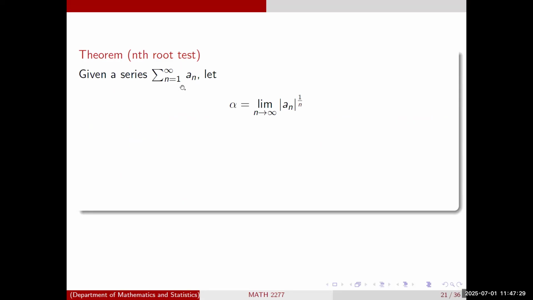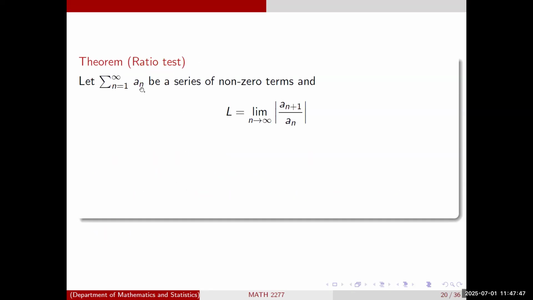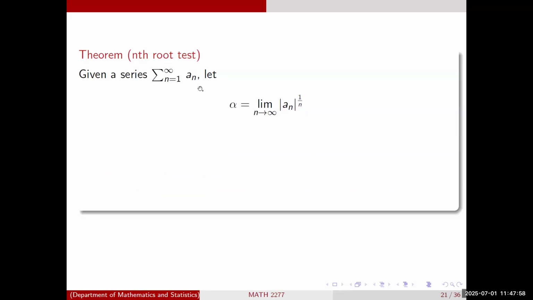Well, it didn't give me any condition, right? This just says, given a series, summation of a_n. So the terms a_n could be, some could be positive, some could be negative, some could be 0. It doesn't matter, right? We could work out what this alpha is. So in the ratio test, the a_n need to be non-zero. Okay, so the ratio test, it has to be non-zero. The n-th root test, no restriction.